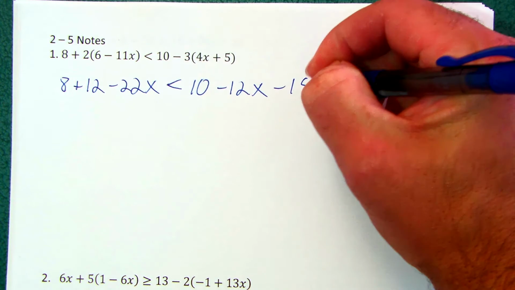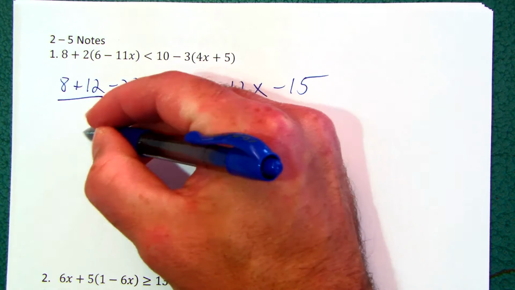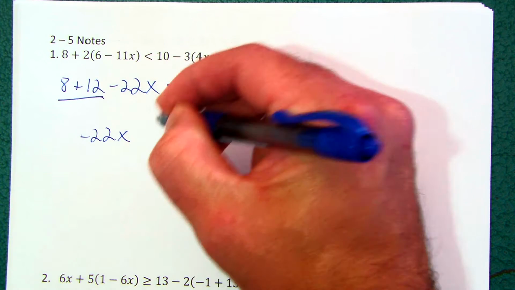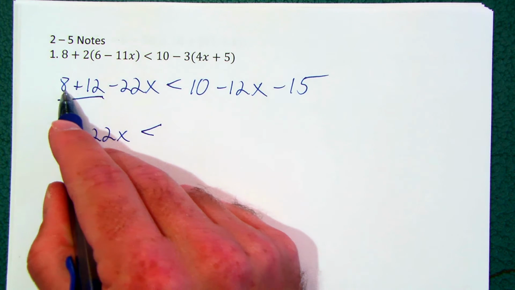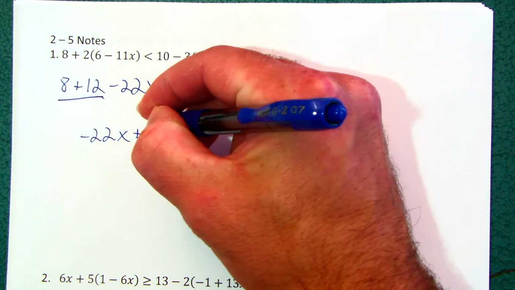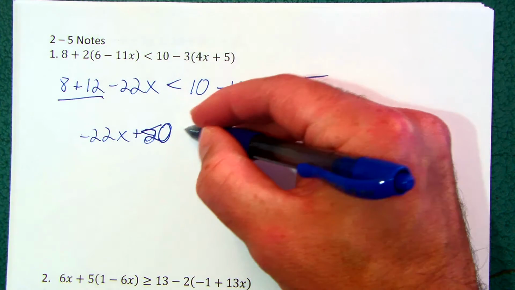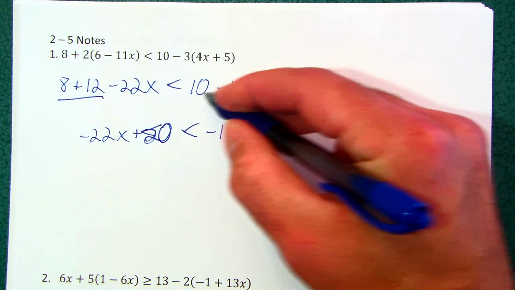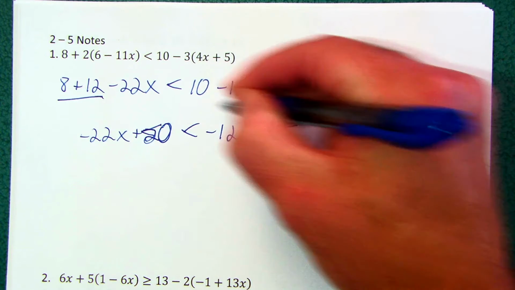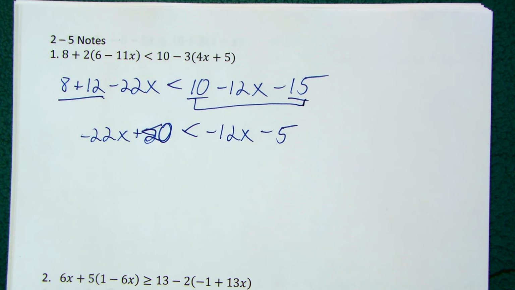So I do distributive property. Next up, I got like terms. So I'm just going to put my x term first. Negative 22x is less than 8 plus 12 is 20. So we got plus 20 right here. Is less than, I'm going to put my negative 12x first. 10 minus 15 is negative 5. Those are my other like terms. So now I have negative 22x plus 20 is less than negative 12x minus 5.